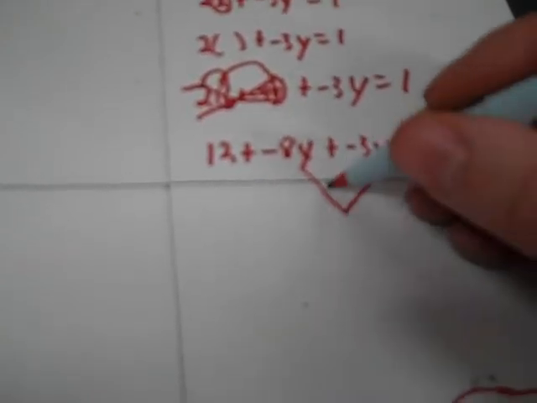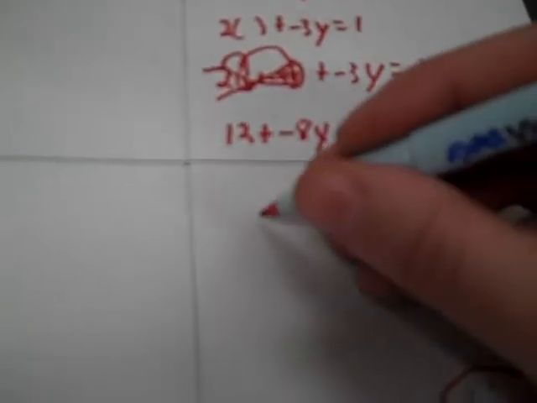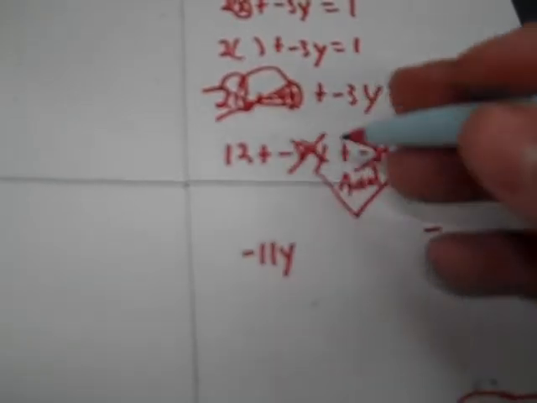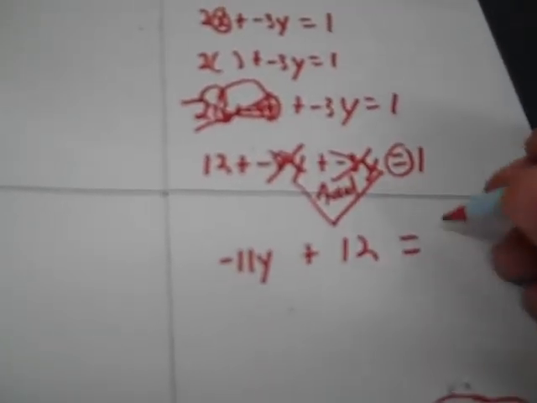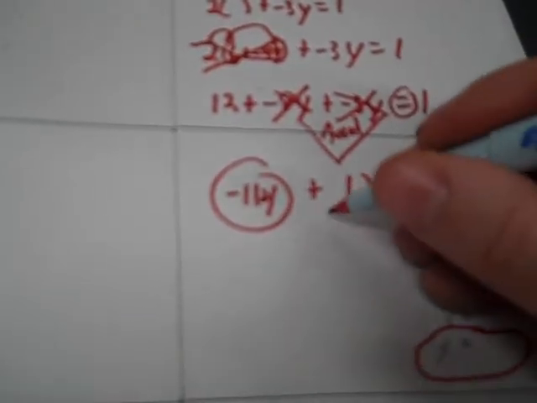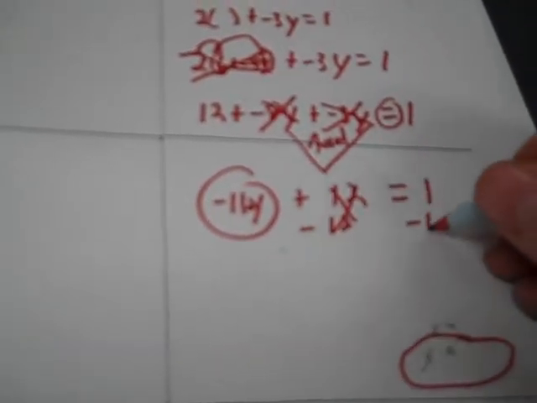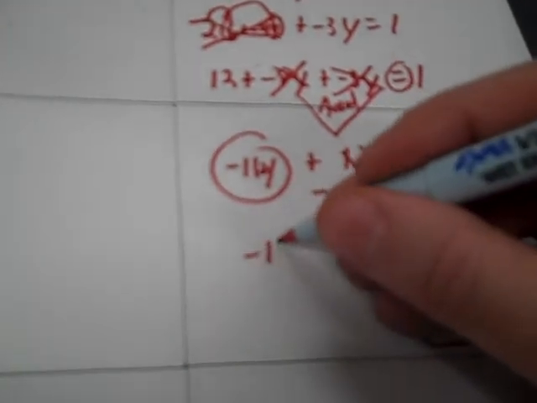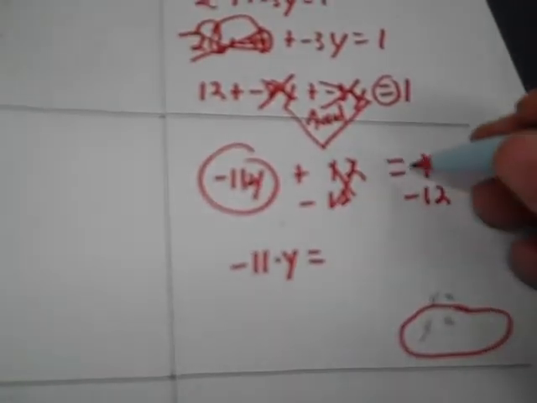Okay, so I draw my adding pyramid because they're on the same side. So negative 8 plus negative 3 is negative 11y. Then I have 12. And then I have 1. Okay, so I dot my negative 11y and circle it. And the opposite of plus 12 is minus 12. So negative 11 dot y then equals 1 minus 12 is negative 11. Okay, so I divide by negative 11. And y equals 1.